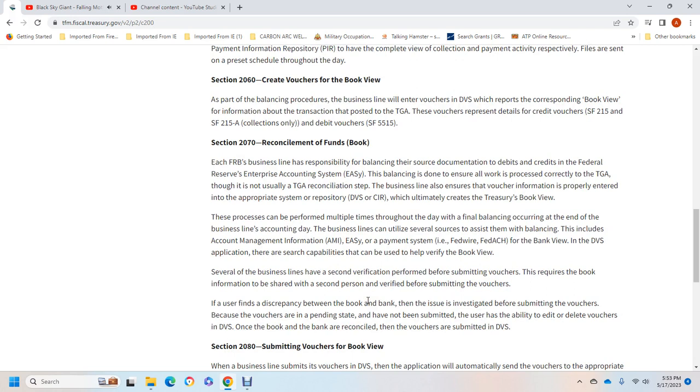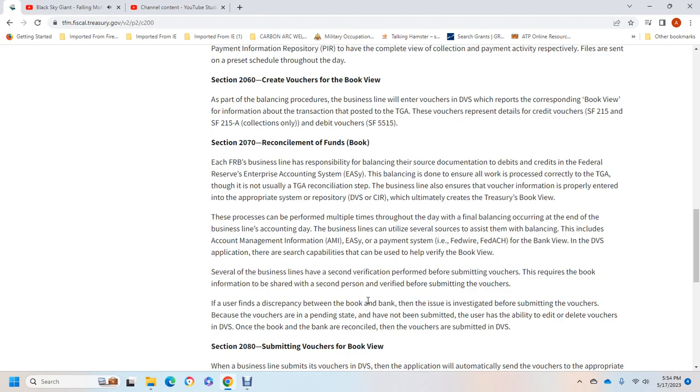Section 2070, Reconcile with the Fund Book. Each Federal Reserve Bank business line balances against the source documentation, the debits and credits of the Federal Reserve enterprise accounting system, to ensure all work processed is correct for the Treasury General Account. This reconciliation step ensures that the voucher information is properly entered within the appropriate system, reporting debit vouchers and the Collection Information Repository, which ultimately create the Treasury's book view. The process can be performed multiple times throughout the day, with final balancing occurring at the end of the business line accounting day.